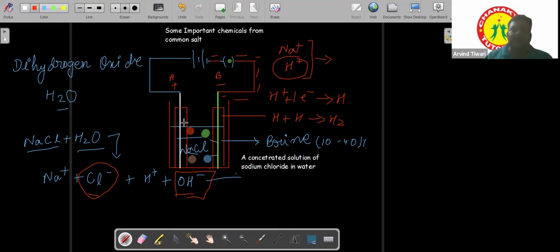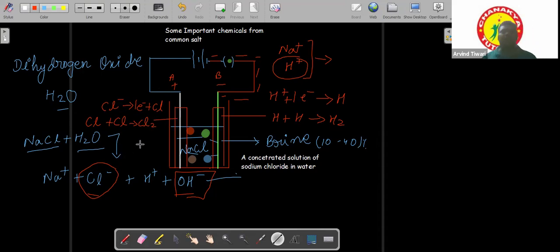So let's see what happens over here. At this point, the chloride ion gives one electron and itself becomes a chlorine atom, Cl. The chlorine atom which is formed combines with another chlorine atom to give chlorine gas. So near electrode A, I will find bubbles of chlorine gas. Got it? Yes, sir.